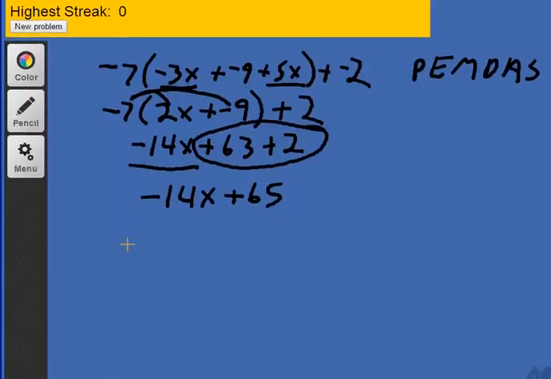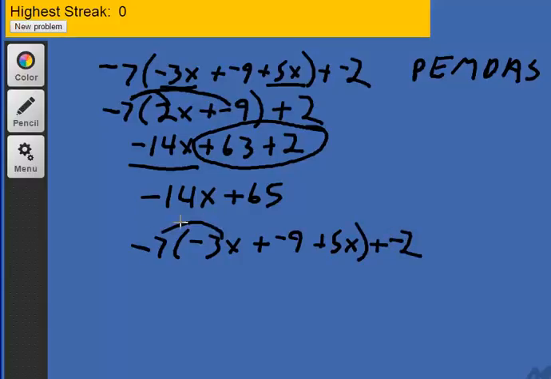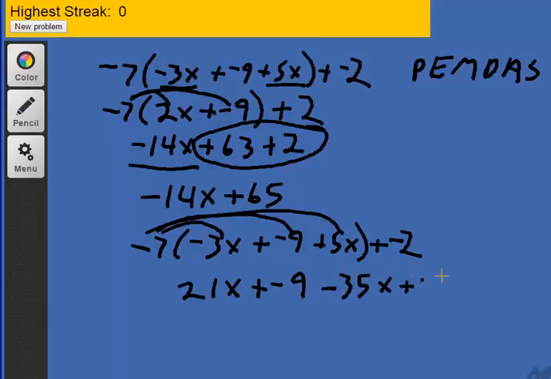We could, just to show you that it will work out the same, go ahead and distribute this first. Won't end up making any difference. So if I distribute to all three of those, I get 21x plus negative 9 minus 35x plus negative 2. Add those together, and I get negative 14x. Add those together.